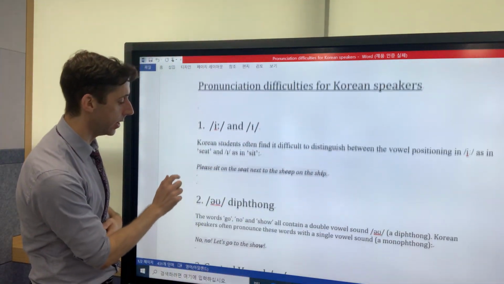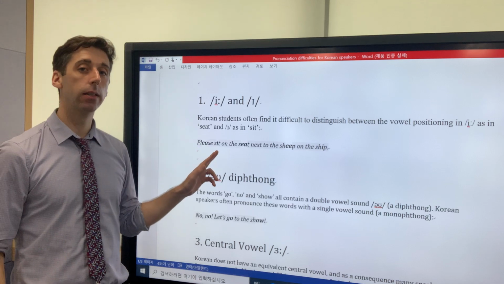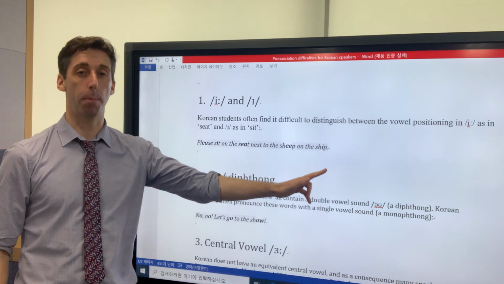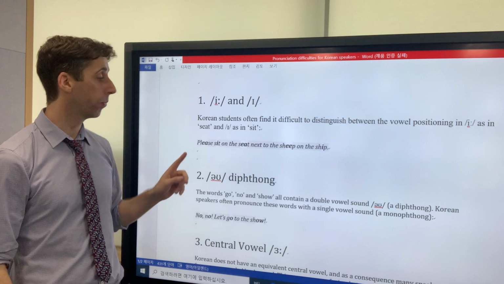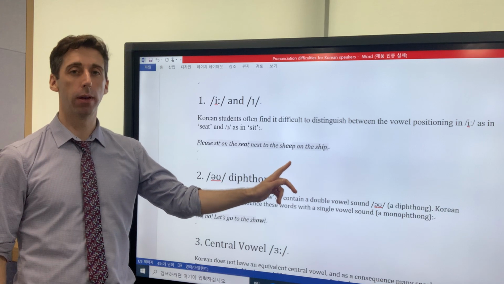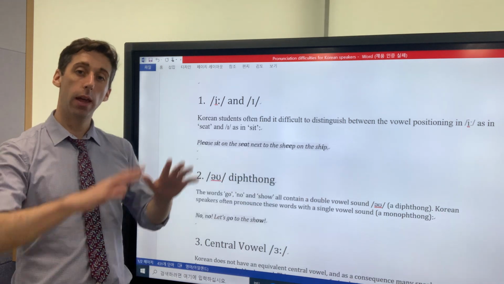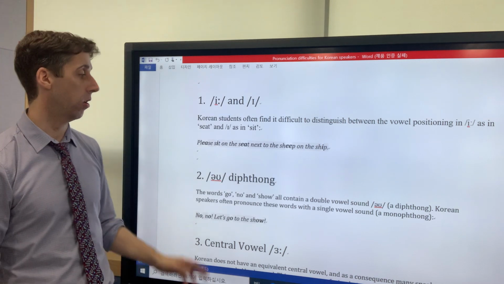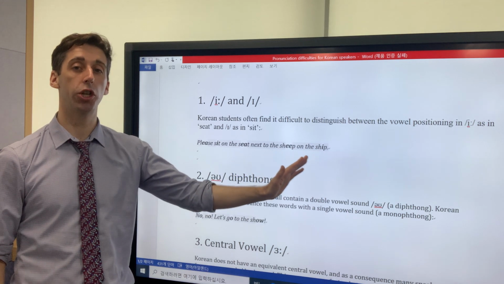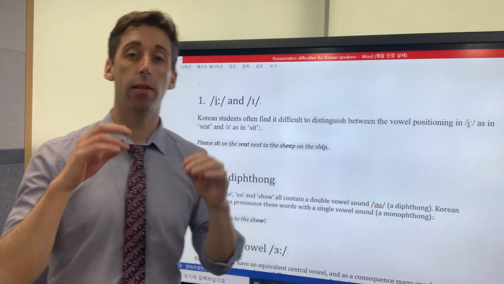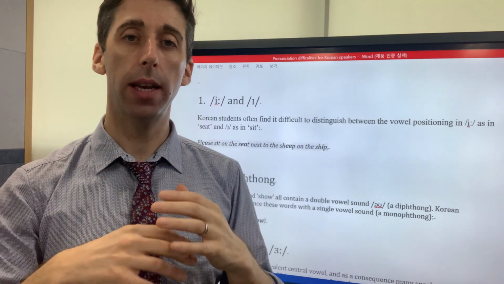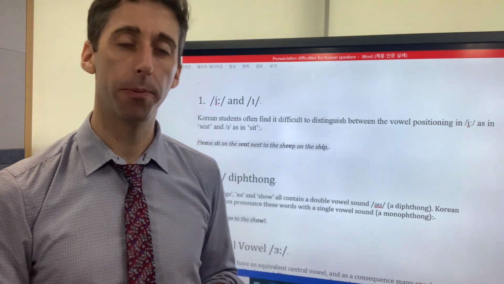So let's practice the sentence together. Please sit on the seat next to the sheep on the ship. One more time, slowly. Please sit on the seat next to the sheep on the ship. Let's try everything together. Please sit on the seat next to the sheep on the ship. Again, it's that I sound. And even when I speak the sentence, I go slowly, okay?